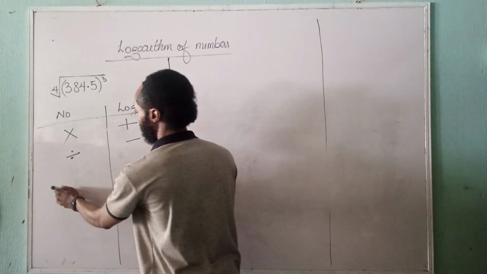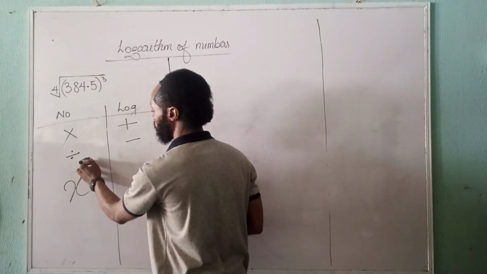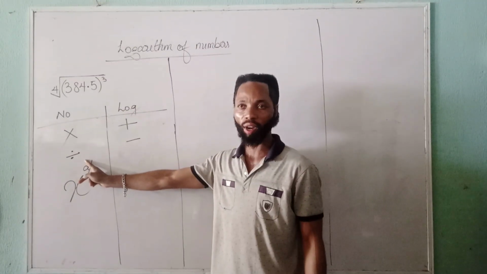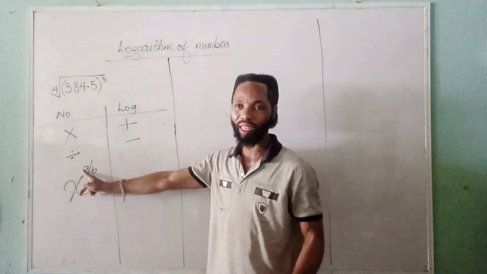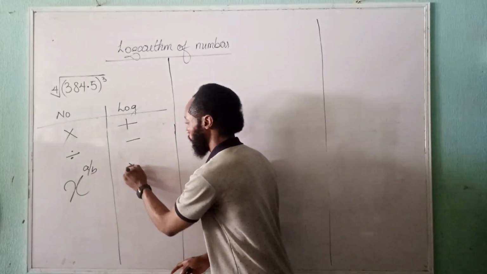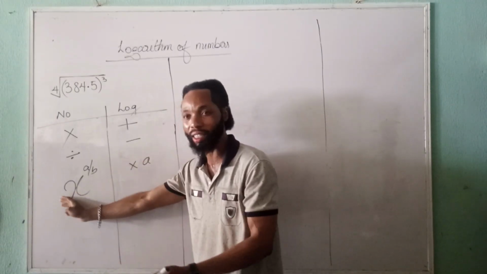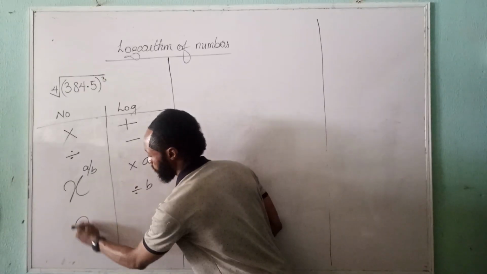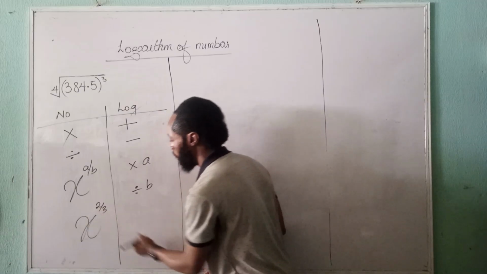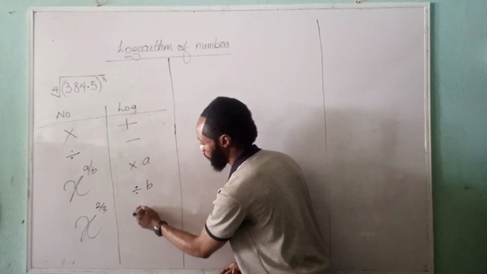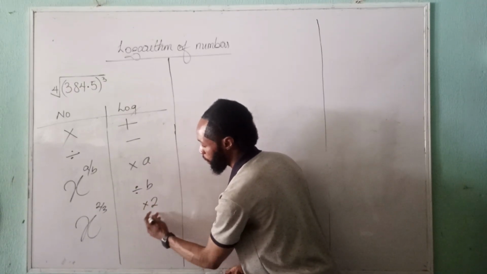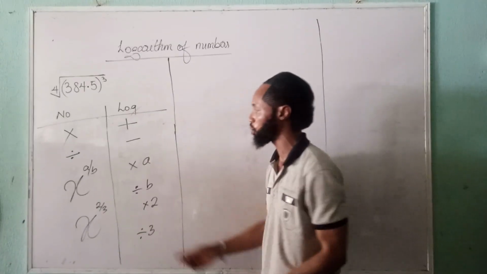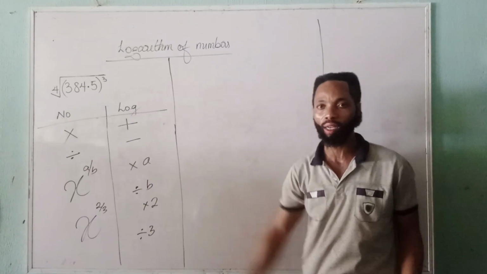Now, for a case of an index, let's say it's raised to a power, a fractional index, a number raised to a fraction. You will be multiplying by the numerator of your index, then whatever you get, you divide by the denominator. So if you have x raised to power 2/3, you multiply your log value by 2, then whatever result you get, you divide it by 3. So that's what we'll be looking at, and this question is a perfect example for that case.